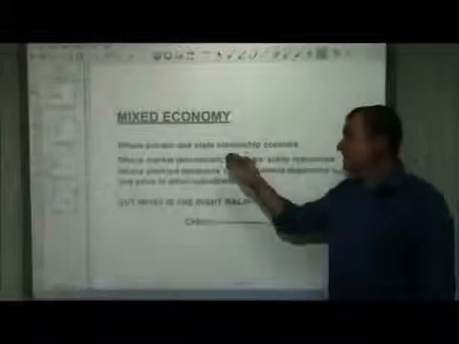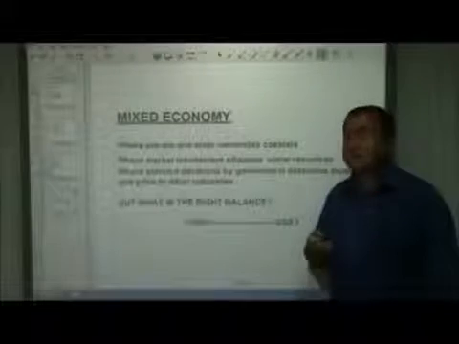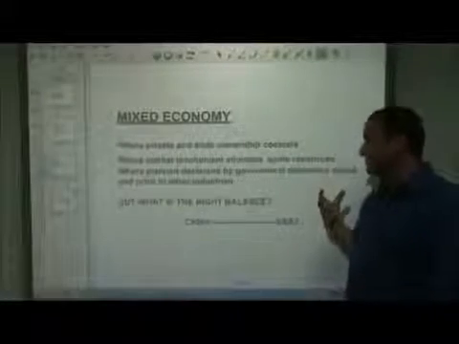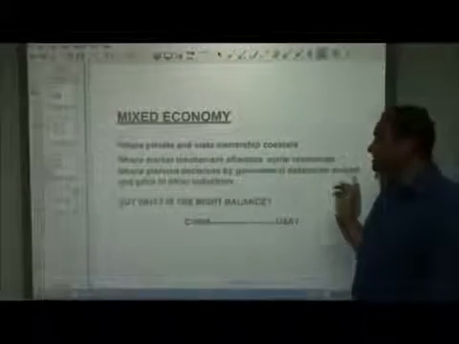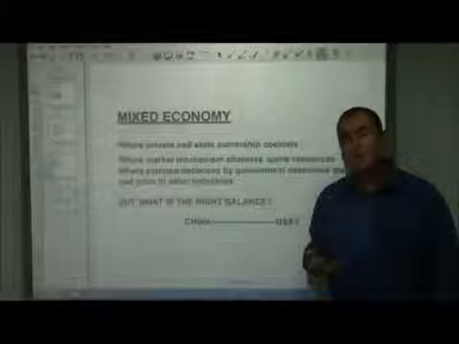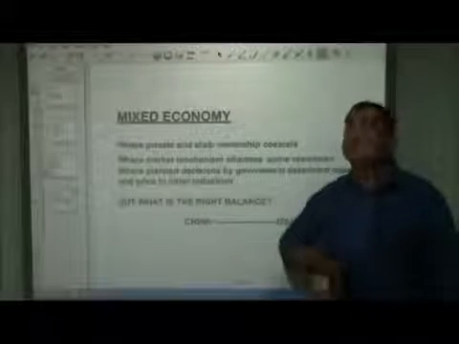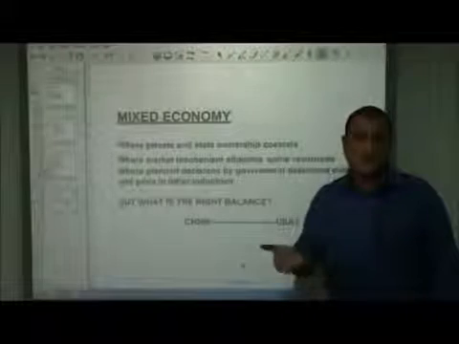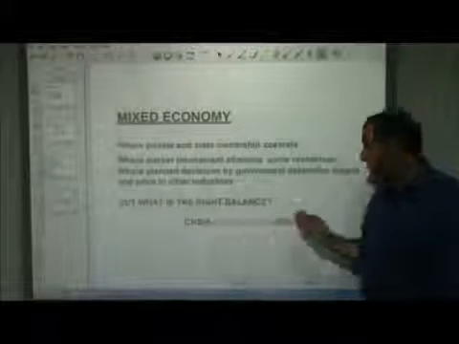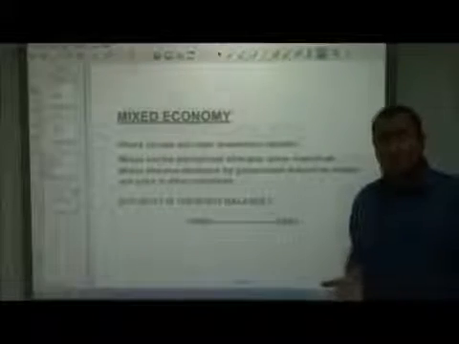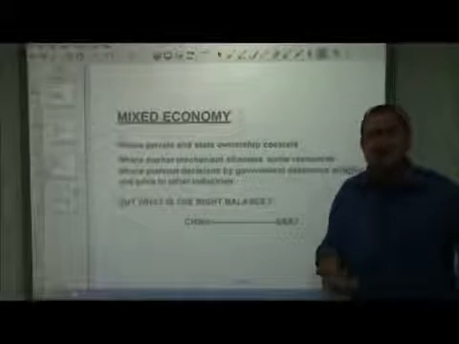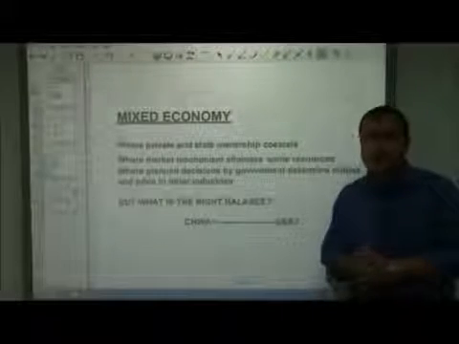So a mixed economy is where private and state ownership of resources coexists, where the market mechanism allocates some resources, and yet planned decisions by government determine output and price in other industries. So it's a combination of the market mechanism at work in some markets and the state overriding that market mechanism in other markets, typically education, healthcare, defense. But what is the right balance? Because China and the USA are both examples of mixed economies. So not all mixed economies are, to the same extent, the balance between private and state control.